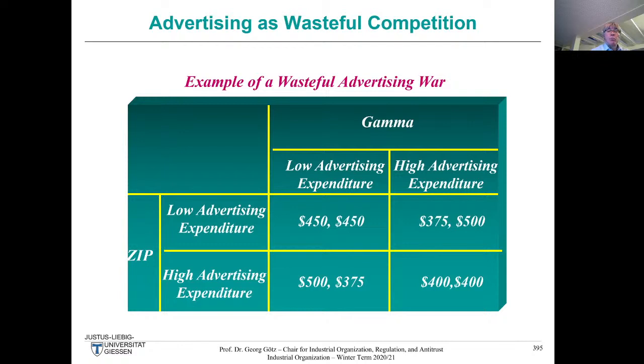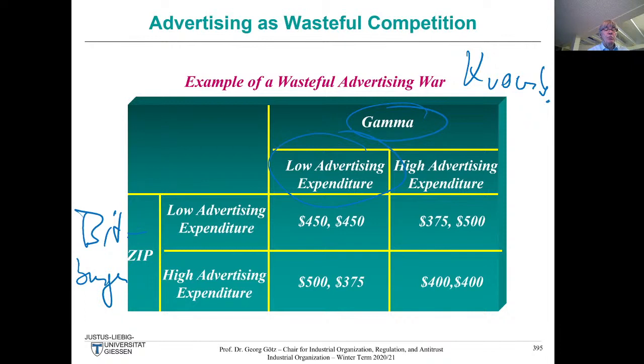And the point is here, if Gamma invests only a little in advertisement. Actually, call it Kronbacher, okay? It's easier for me, and call this Bitburger or Warsteiner. Probably given we are in Gießen here and Licher is part of Bitburger, we should go with Bitburger here. So if Bitburger expects Kronbacher to only advertise a little, it would get 450 if it also advertises a little, but it would get more because it just attracts consumers from Kronbacher. So it has an incentive to invest in high advertising spending.